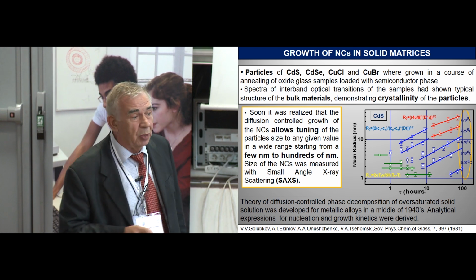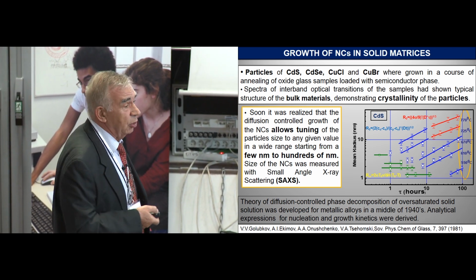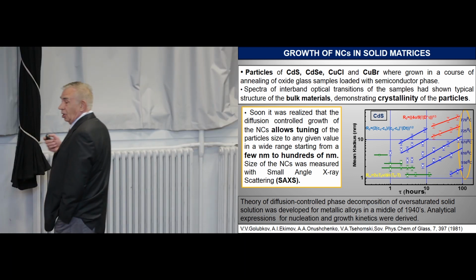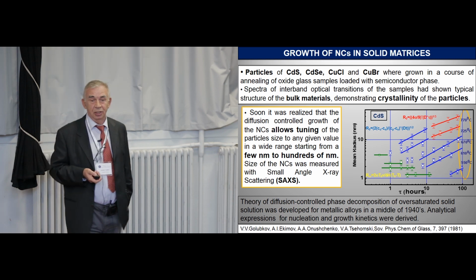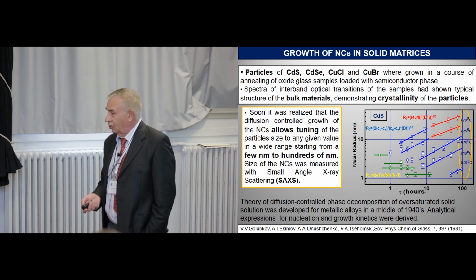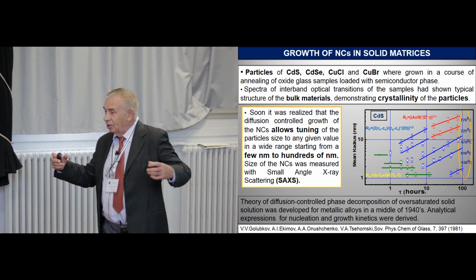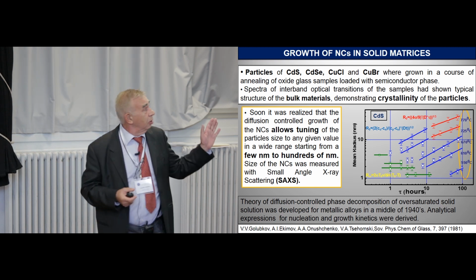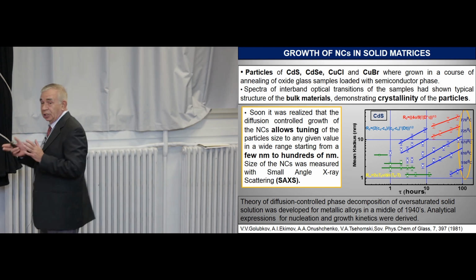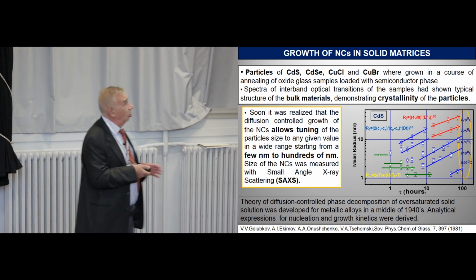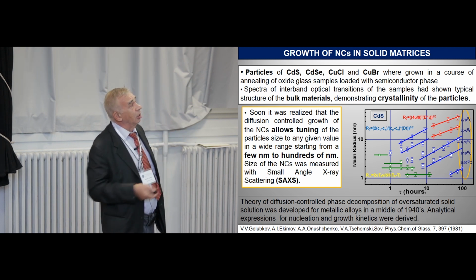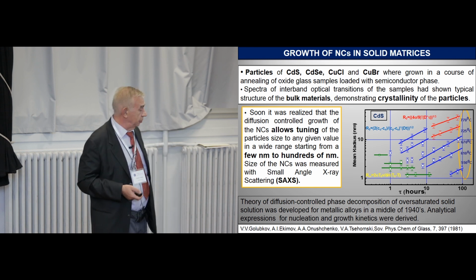And very soon we found that the optical spectra of these samples, at least some of them, demonstrate bulk structure of interband optical transitions. Again, it's 30 years ago, we didn't have any idea. Is it crystalline, amorphous? Is it platelets, or is it spherical? Because we used X-ray scattering, which just gives some information on average size, nothing more. So we got confirmation that particles have a crystalline lattice structure.